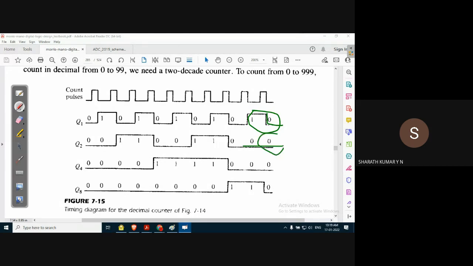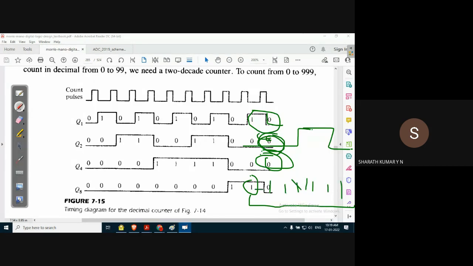If Q2 does not change the state, Q4 will not have a problem. Q4 will change the state only when Q2 goes from 1 to 0, and there is no chance of that. So Q4 is not an issue. But the problem is with Q8, because it is already 1. In the normal 4-bit binary ripple counter, it will remain 1 for 8 more cycles. So we need to force it to 0.